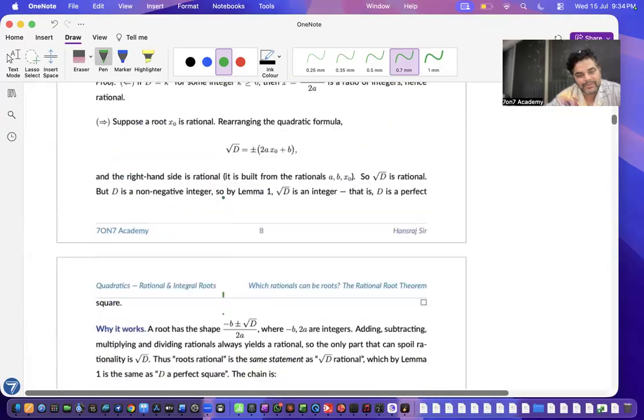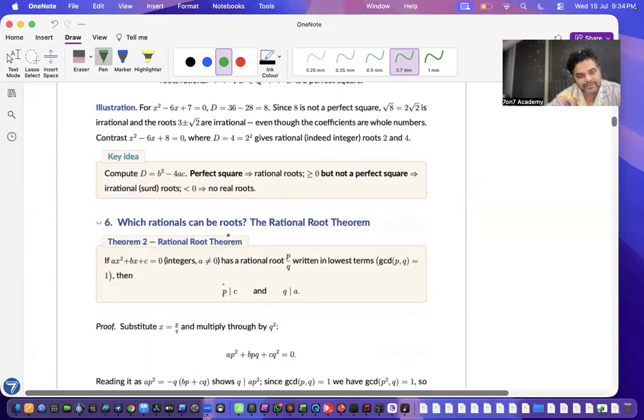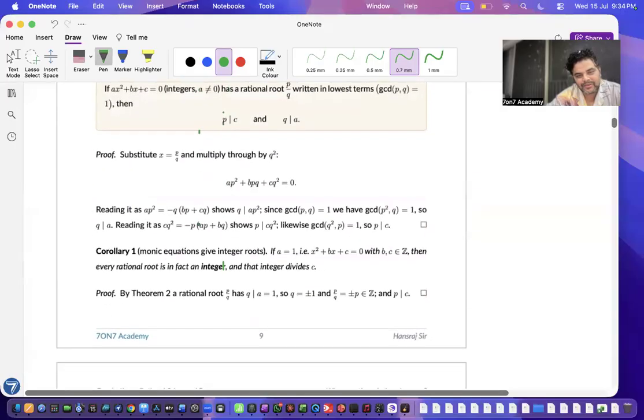See, I just made the formulas for when the solution is rational, when the solution is irrational, when the solution is integral. Okay?